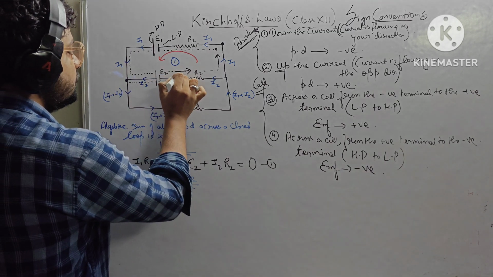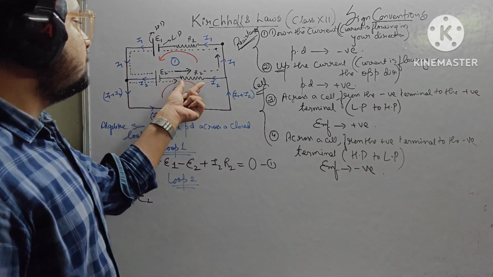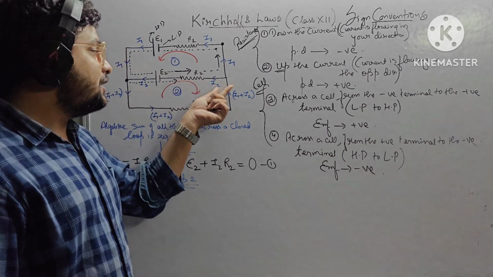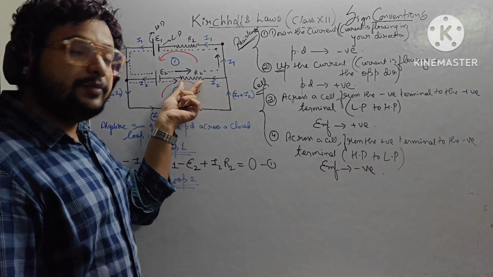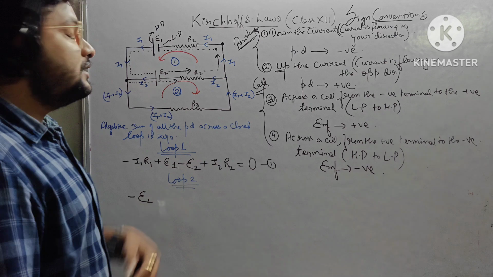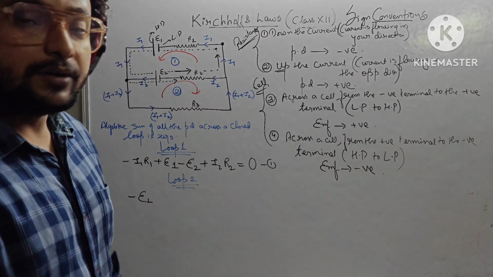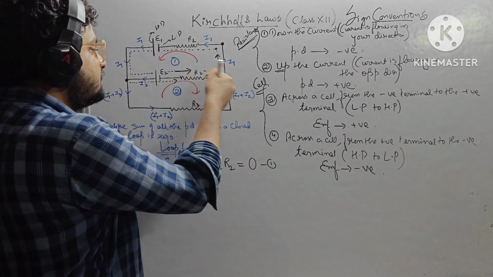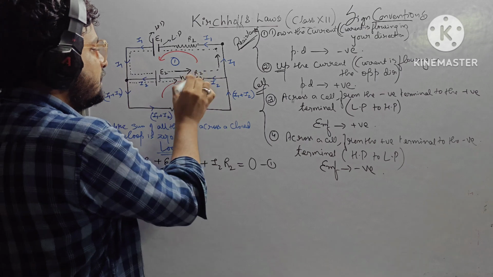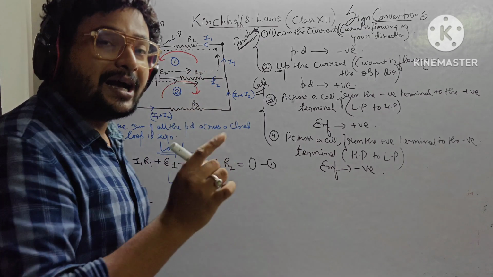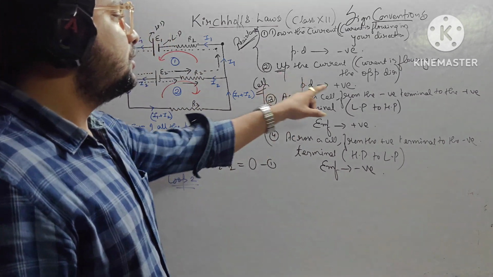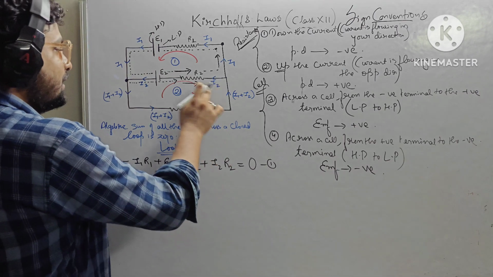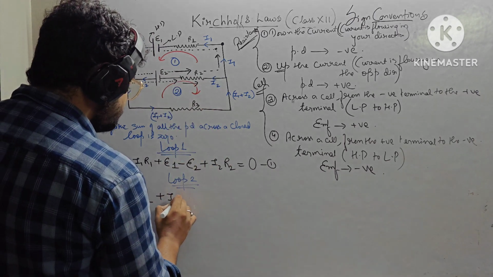Then again, here there will be a potential difference, I2 into R2. Now let us see whether we are going up the current or down the current. Current is flowing in this direction, and I am going in this direction. So I am going up the current, and up the current means positive sign. So plus I2 into R2.